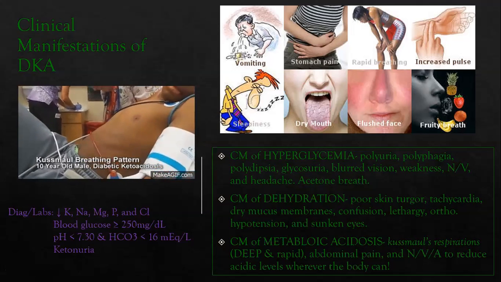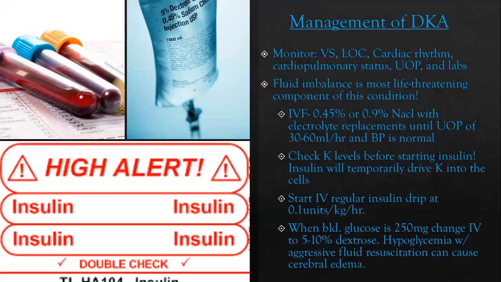All right, I'm going to keep moving. So we got management of DKA. Automatically, you're going to monitor their vital signs. You're going to monitor their level of consciousness. That's what LOC stands for. You're going to have a telemetry box, or you're going to monitor their heart rhythm. You're going to monitor their cardiopulmonary status, and UOP is urinary output. You're going to monitor that, and you're going to monitor their labs.